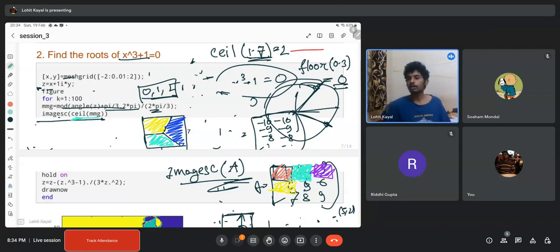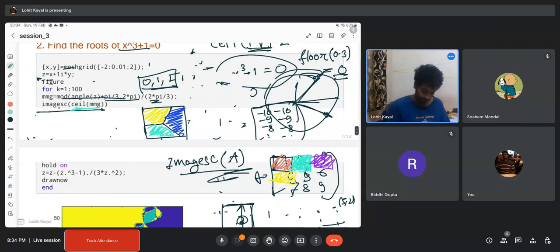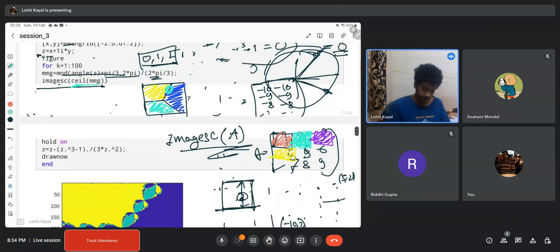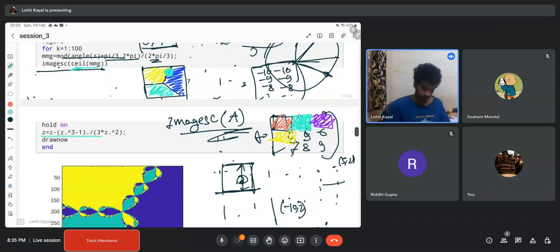Now I am using Newton-Raphson over it. So what will happen after the iteration? The value at each cell will change. So here, what is the code? This is a very simple code.